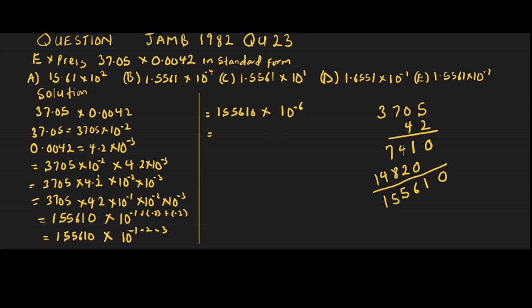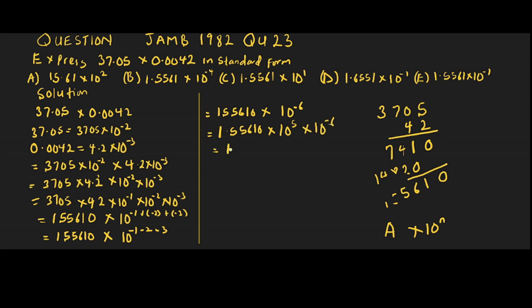Now, in the question we are asked to leave the answer in standard form. That means we need to write this number in standard form. For a number to be in standard form, it must be in the form of a times 10 raised to power n, where a is a number between 1 and 10. So this is going to be 1.55610 times, and how many places do we move to this point? 1, 2, 3, 4, 5. That's 10 raised to power 5. And this one here times 10 raised to power minus 6.